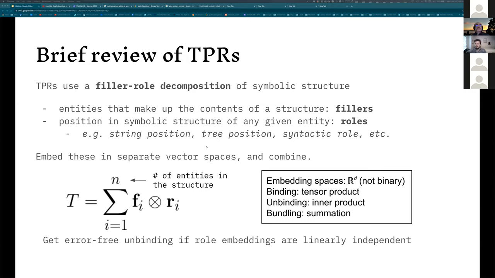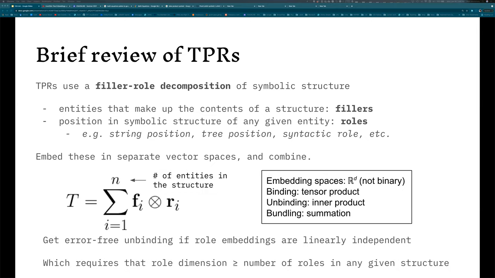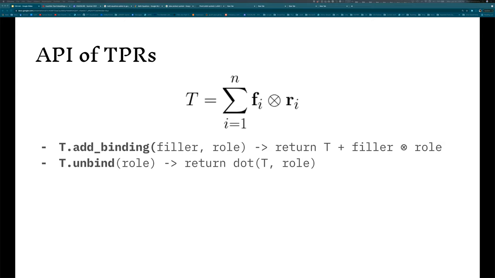So you see the brief review of tensor product representations. You'll see the two functions that I mentioned a moment ago, beta reduction and tree adjoining, at the end of the talk. We will get error-free unbinding from TPRs if the role embeddings are linearly independent, which of course requires that the dimension of the role vectors be greater than or equal to the number of roles in any given structure. You can think about the API for using TPRs as a simple function for adding a binding by taking the outer product of the filler and the role and adding it to the accumulating tensor. Unbinding is done by the dot product.